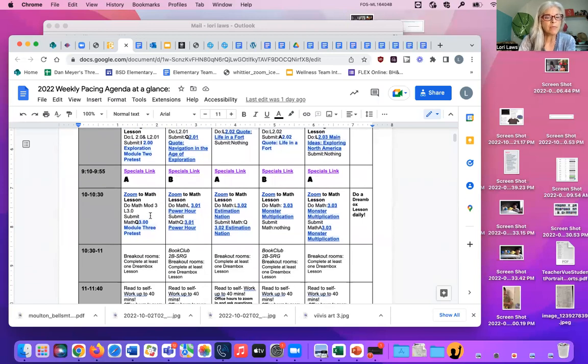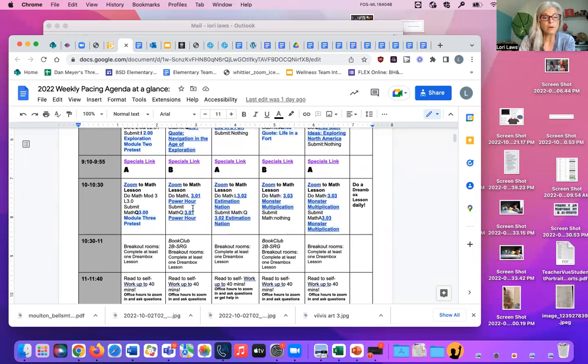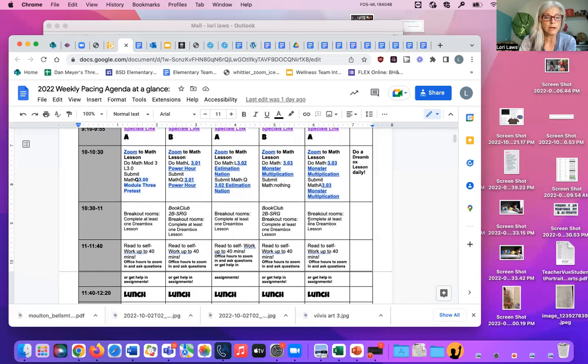And then in math, we're starting mod 3. We're going to submit today the pretest for mod 3. Then we're going into lesson 3.01 tomorrow, and it has a quiz with it that we're going to do tomorrow. The next day, we're going to do lesson 3.02 and a quiz in 3.02. So quite a bit of math this week. On Thursday, we do lesson 3.03, but you can see submit nothing. So you have 2 days for that one. And then the next day, lesson 3.03, but submit assignment 3.03. So that's your math for the week.